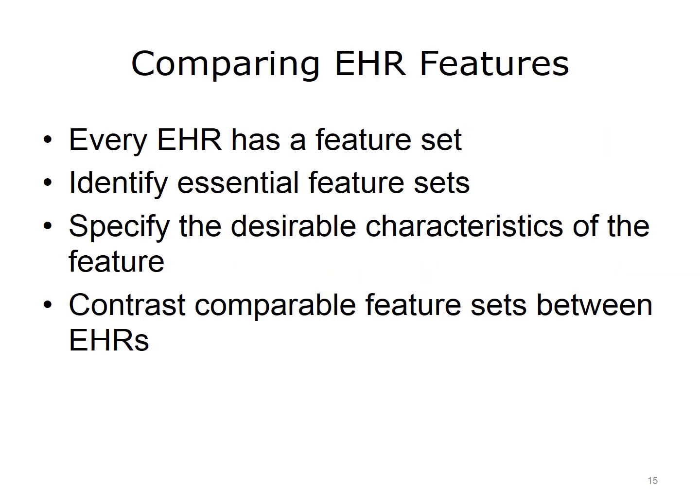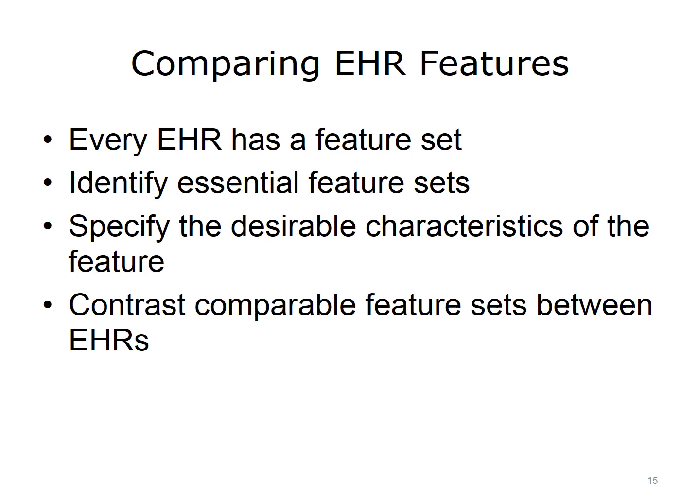Every EHR has a specific set of features. The organization needs to identify the essential features necessary for its implementation. For example, if the organization's prime criterion is that the EHR meets meaningful use criteria, the organization will need to ensure that its selection has CPOE functionality, a requirement of meaningful use criteria.